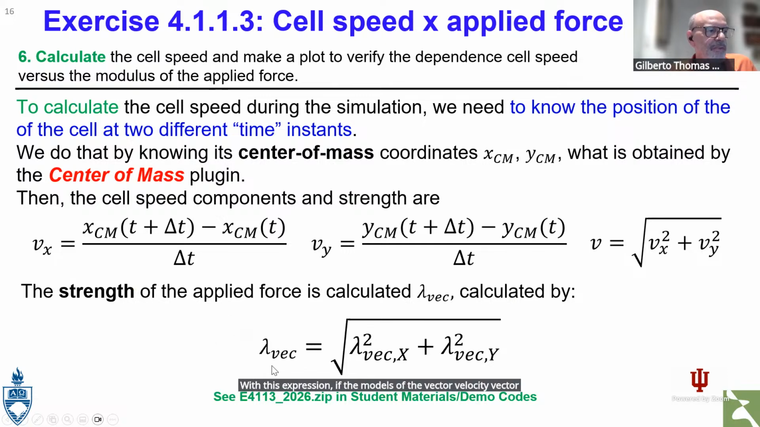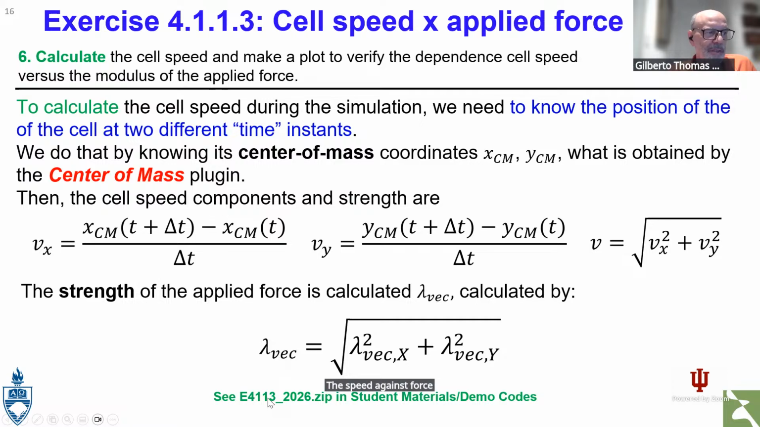The intensity of the lambda vector is also calculated as usual: the sum of the squares of the components of the vector, then the square root of them. So we have on this page how to calculate the speed and the intensity of the force. What we are going to do now is to plot speed against force.